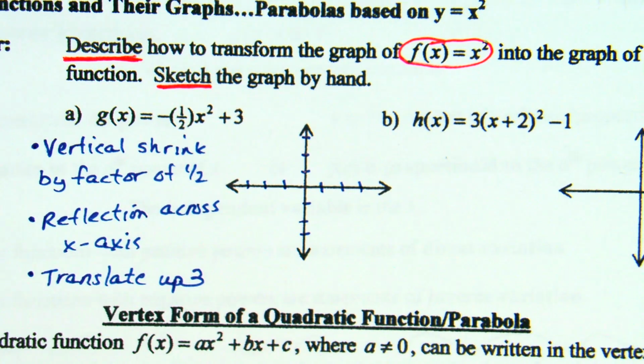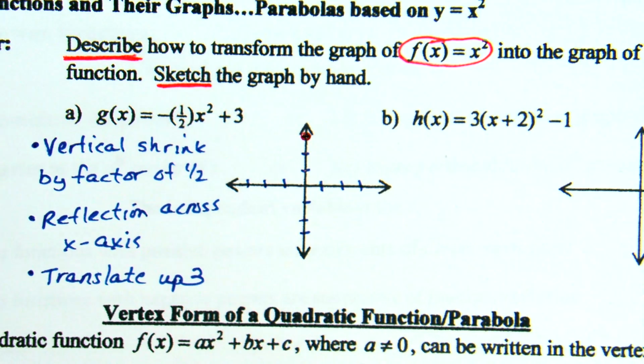My vertex is going to go up 3. So my vertex that normally would be at 0, 0 is going to be at 0, 3. Without the shrink, I would go over 1, down 1, and over 2, down 4. Right? That would be your typical parabola.